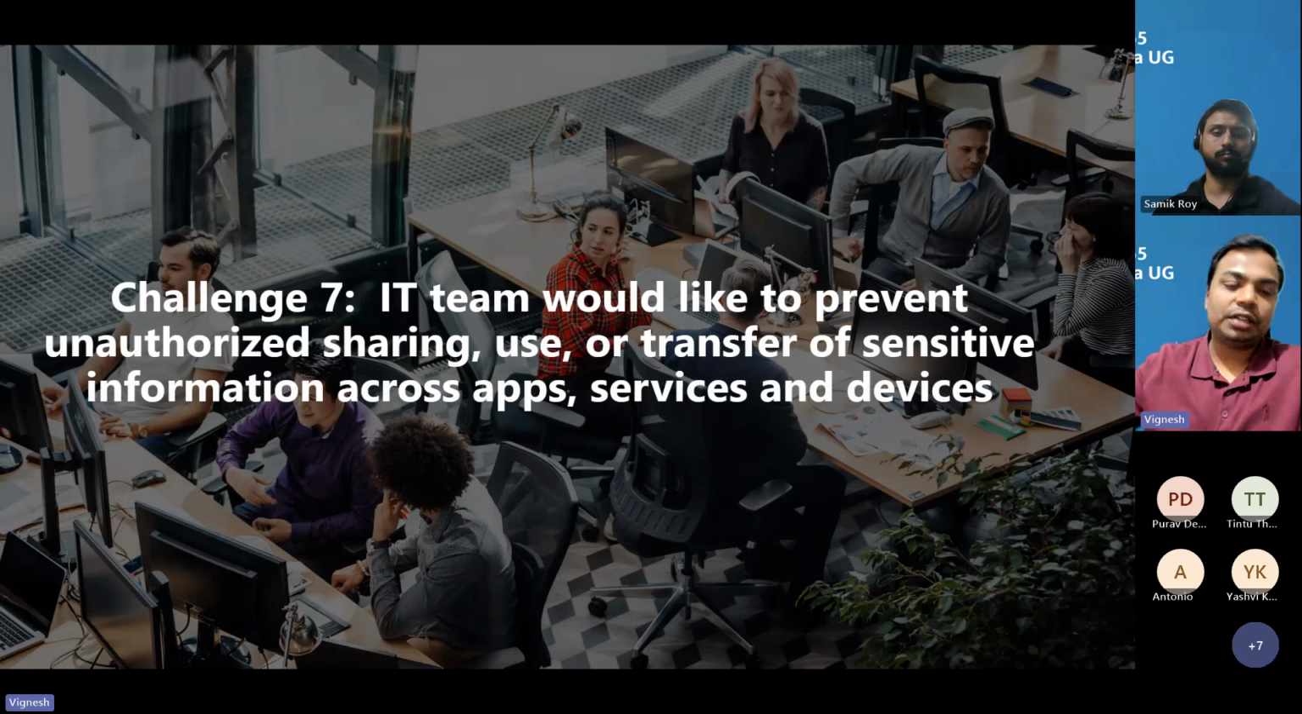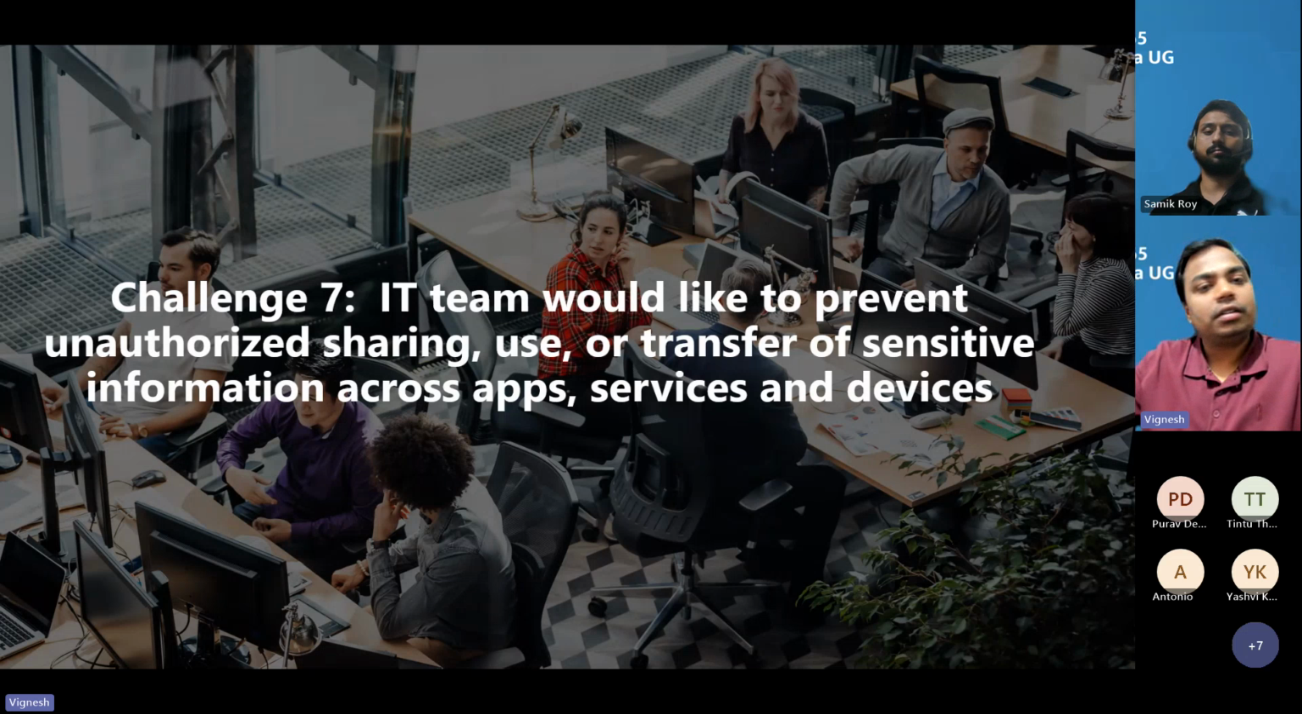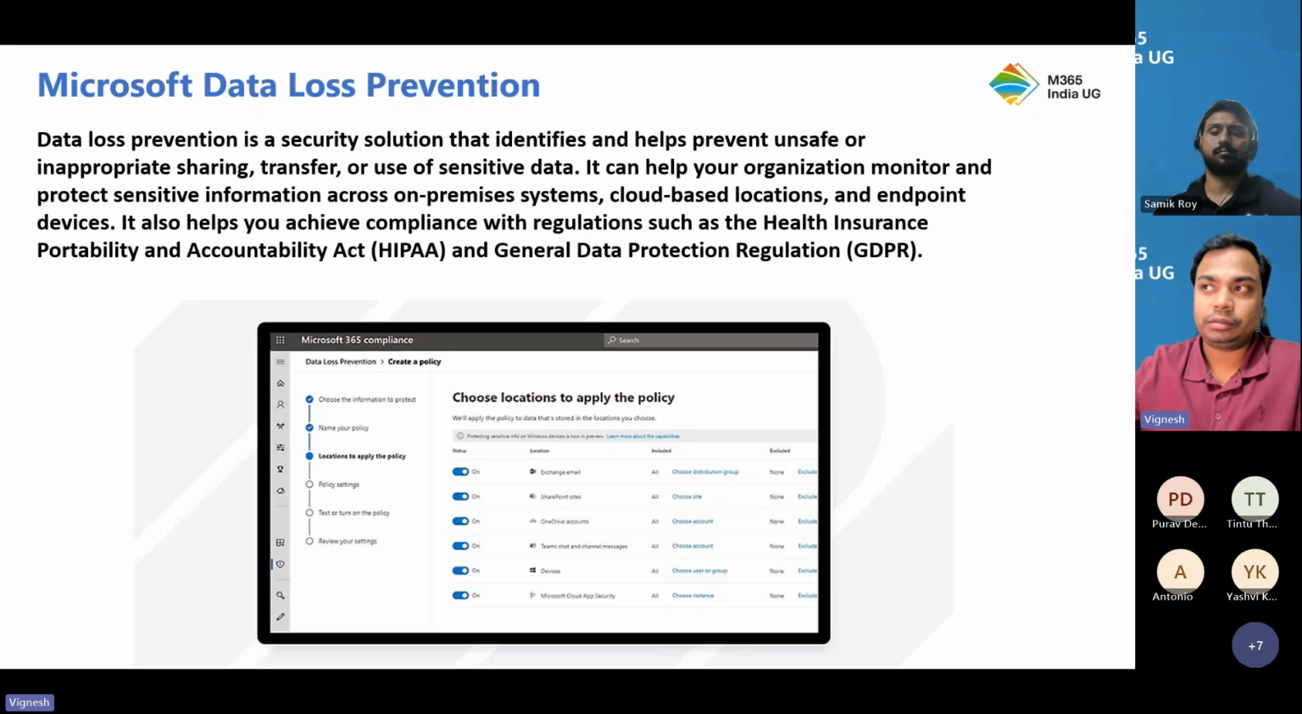So for the challenge 7, the IT team would like to prevent unauthorized sharing, use, or transfer of sensitive information across apps, services, and devices. Simply nothing but they want to make sure that people are not sharing sensitive information, right? There is no data leakage. For that, the product is, of course, pretty much everybody knows this product. It's your Microsoft Data Loss Prevention, which is part of your Microsoft Purview.